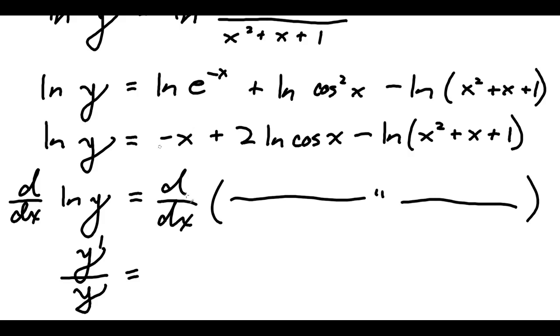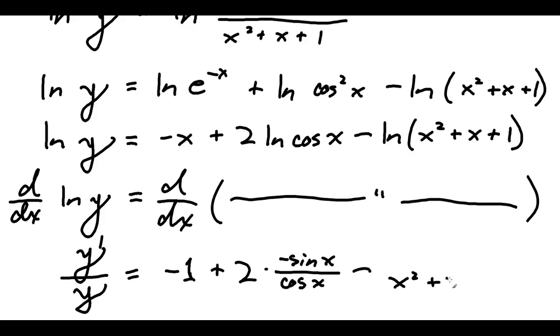The derivative of all of this stuff: the derivative of negative x is negative 1. We have plus 2 times the derivative of the natural log of cosine of x. We will have cosine x in the denominator. In the numerator will be its derivative, which is negative sine x. Now we have minus the natural log of this thing, so we take that derivative. The argument x squared plus x plus 1 goes into the denominator, and the numerator will have its derivative. That looks like 2x plus 1.